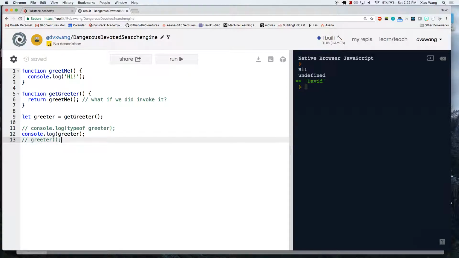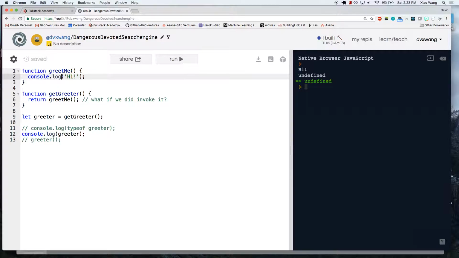Okay. Yeah. So your question is, what if this instead? So right now, the way the problem is set up is that if we console log greeter, well, greeter equals the invocation of getGreeter, right? Greeter equals whatever getGreeter returns. What does getGreeter return? getGreeter returns whatever greetMe returns, right? greetMe returns undefined, so therefore getGreeter returns undefined, and therefore when I console log out greeter, I get undefined. Does this make sense, everyone?